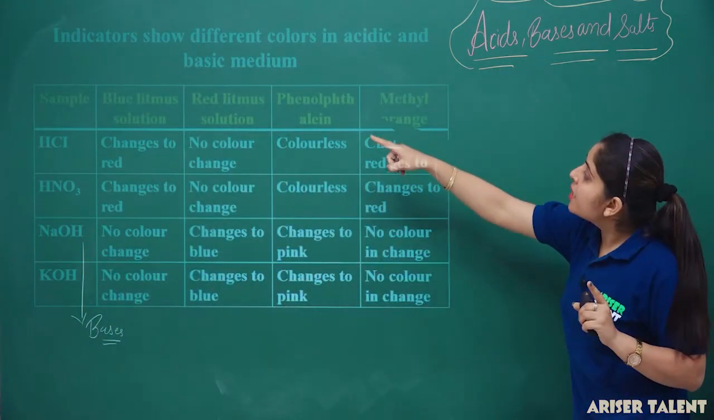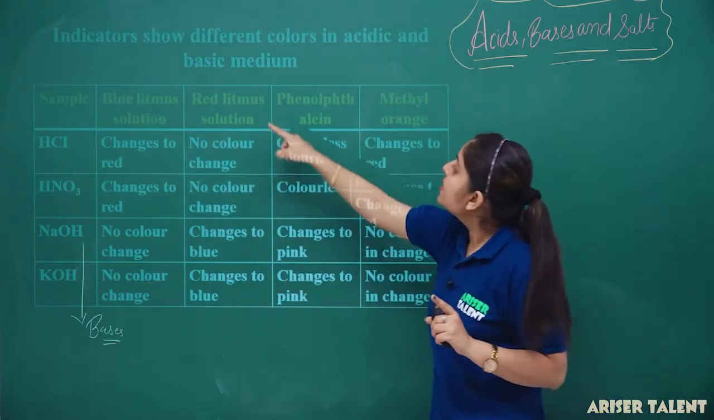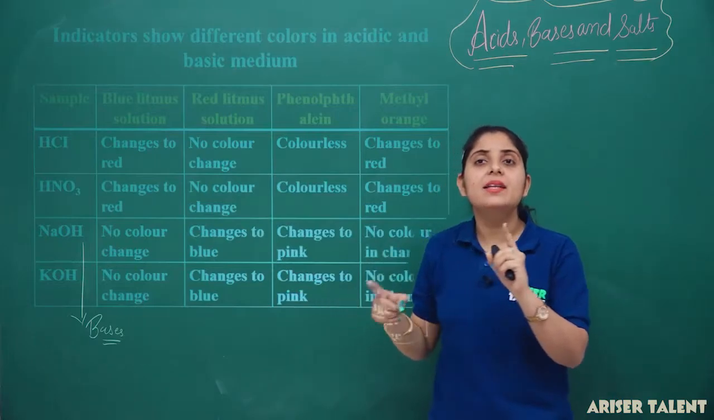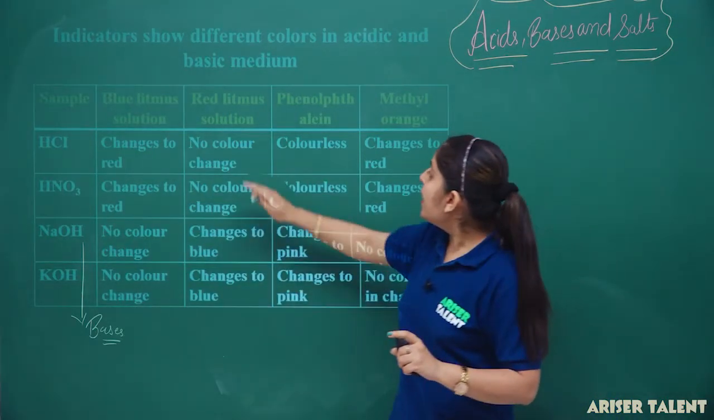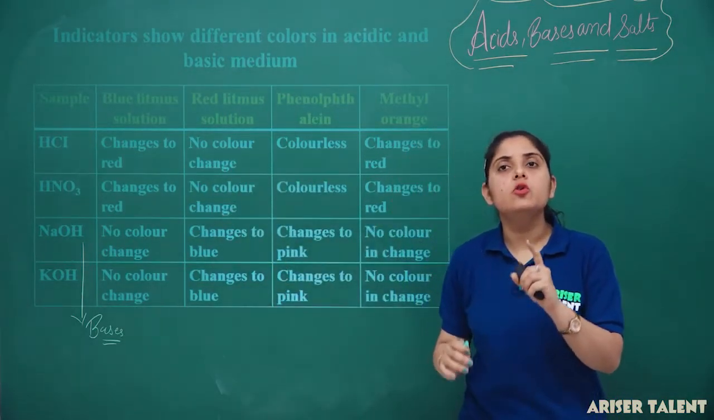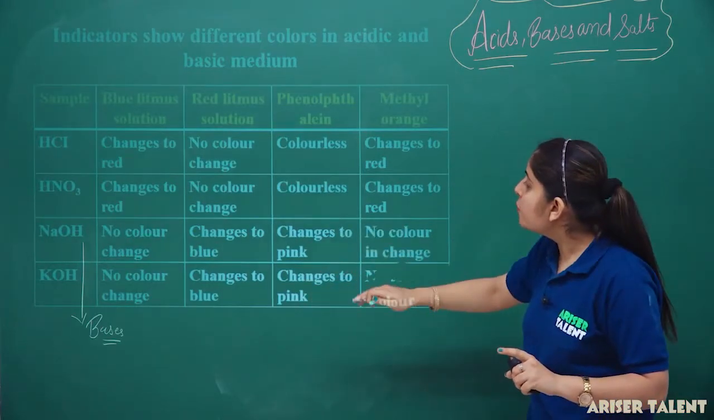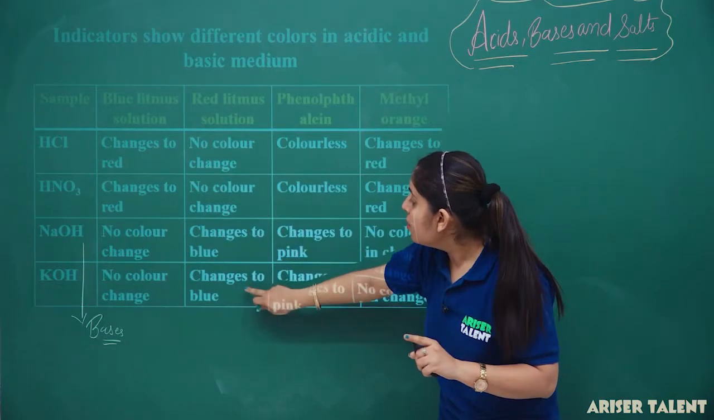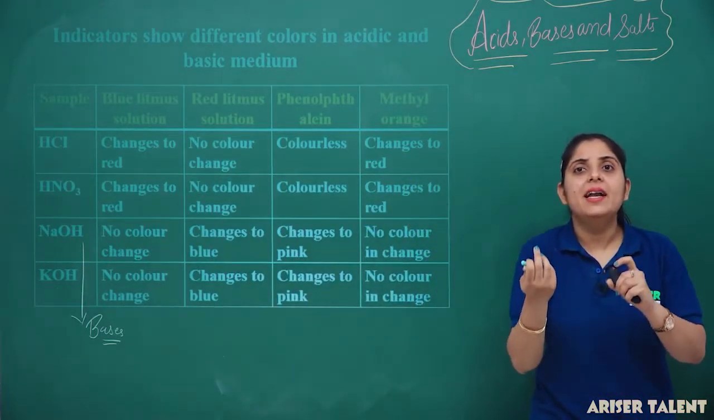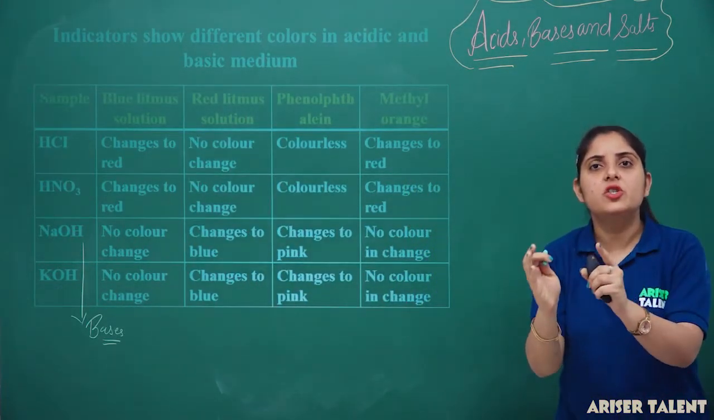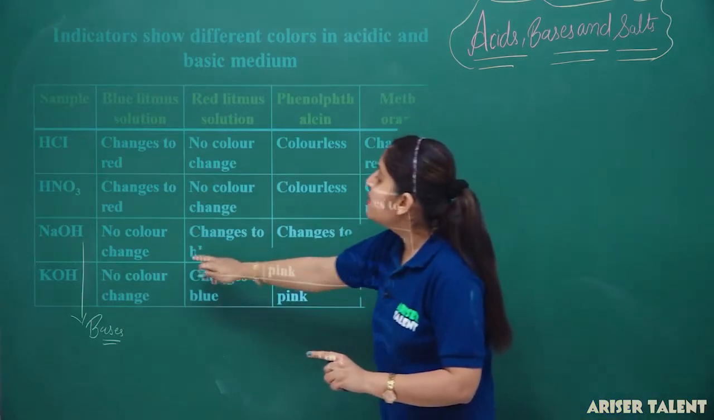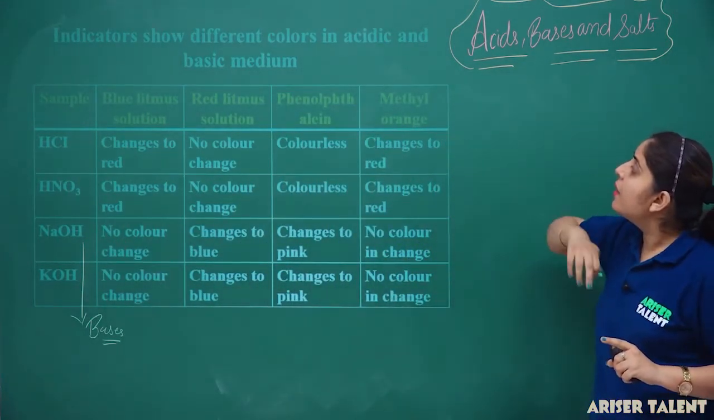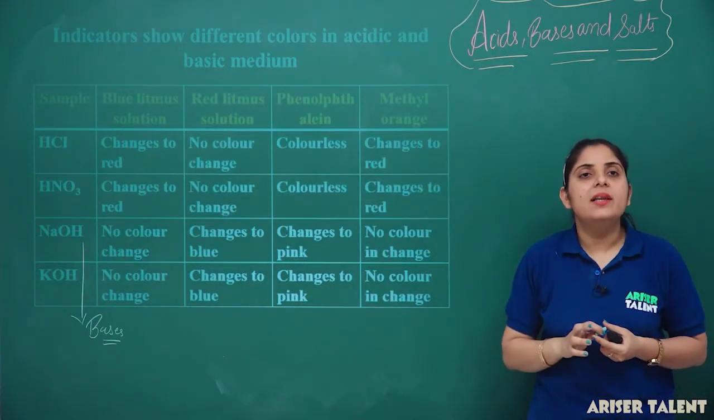Now observe the red litmus. We can see here the red litmus will not show any effect in the case of acids. So HCl and HNO3 will not show any change, but in case of bases you can see that red litmus changes into blue. So if the red litmus changes to blue, I consider it in the category of bases. Now we have our third indicator, that is phenolphthalein.